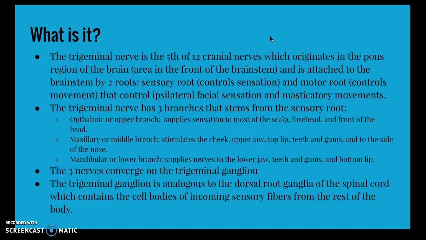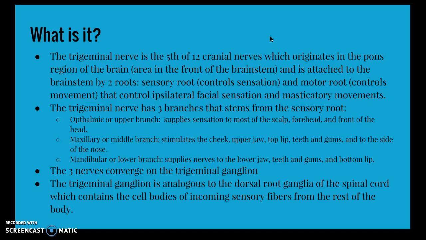So to talk a little bit about the trigeminal nerve, it's the fifth of the 12 cranial nerves, and it originates in the pons region of the brain, which is the area in the front of the brainstem, and it's attached to the brainstem by two roots, the sensory root that controls sensation and the motor root that controls movement. Together, the trigeminal nerve controls ipsilateral facial sensation and masticatory movements.